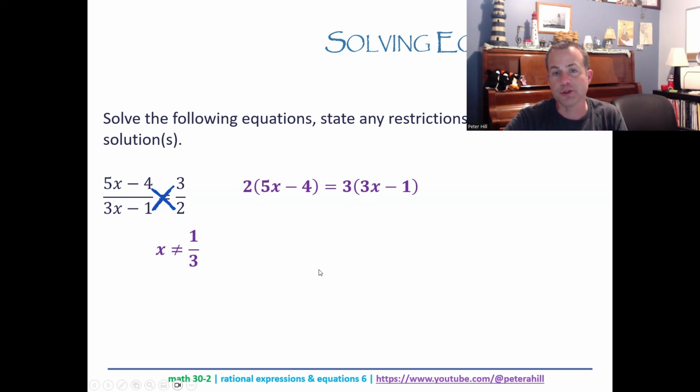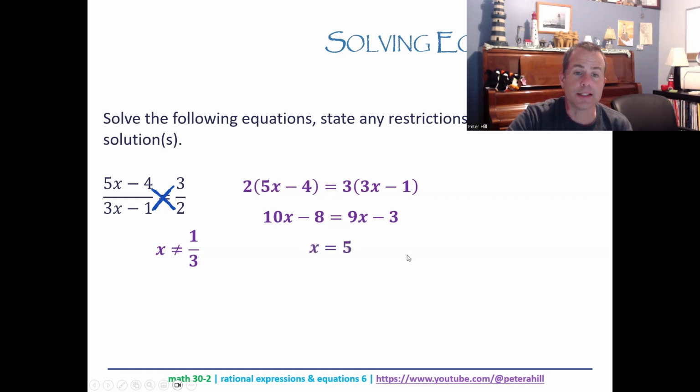Now I'll distribute the 2 and distribute the 3. So this is going to be 10x minus 8 equals 9x minus 3. Subtract 9x from both sides. That's going to leave me with just x on this side. And then add 8, because I have to get rid of the subtraction of 8, right? So add 8 to both sides, and that's going to give me 5 on the other side. So x equals 5. Now, that's not an MPV, so that's good.